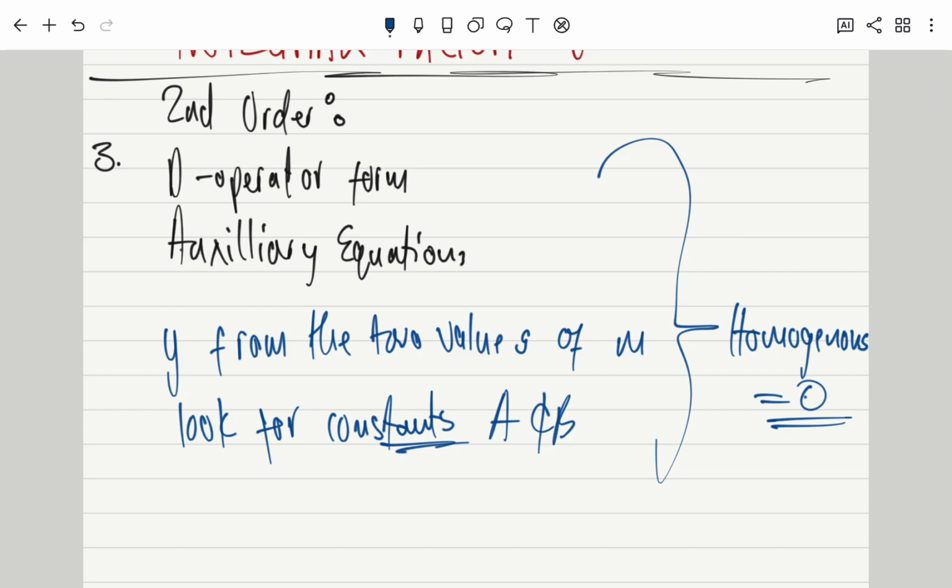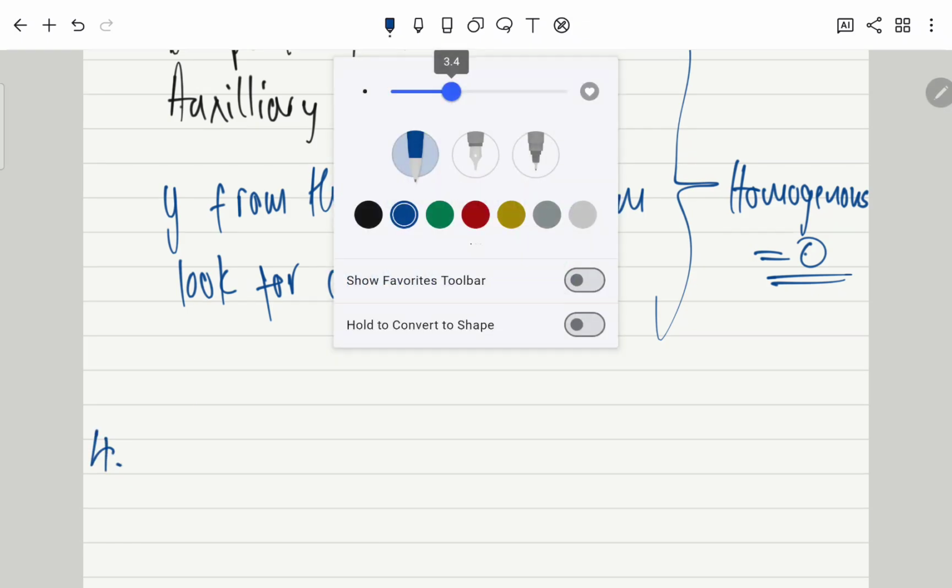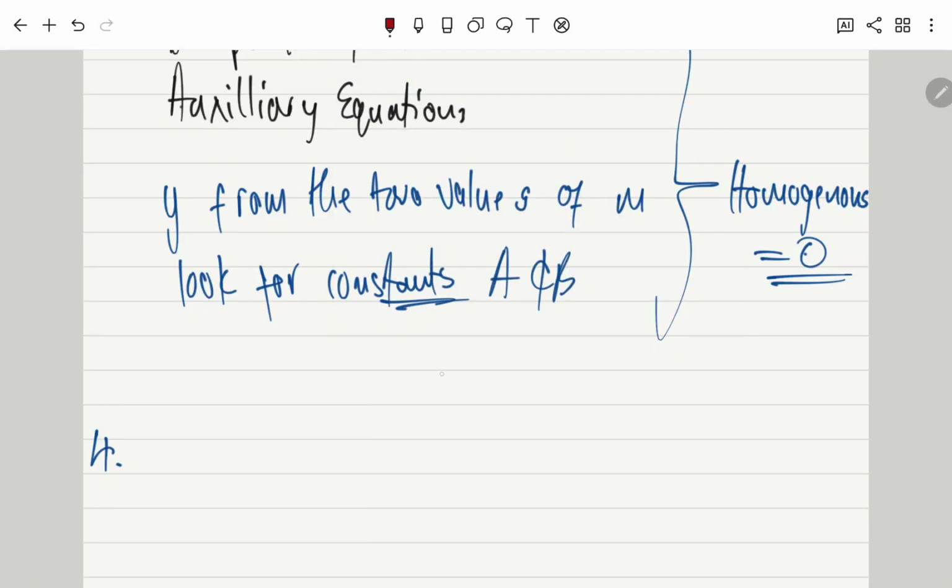And this one hasn't been coming for the other tests that you've been having so far. What comes is going to be the fourth one, which is going to use the things you have learned from this second. You're now going to use them in the fourth one. The fourth one is for non-homogeneous.